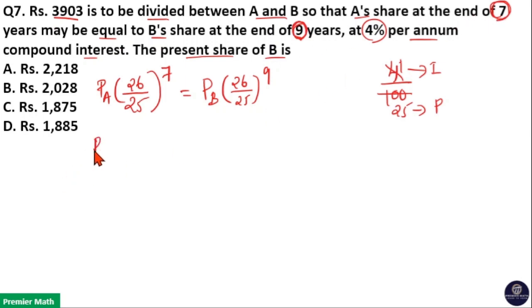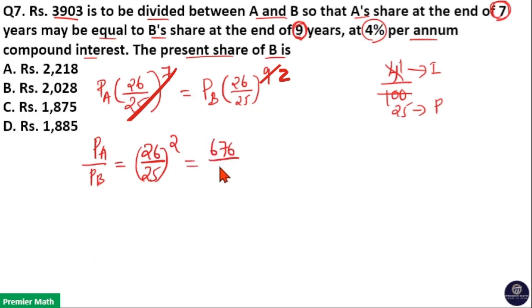So, the principal of A by the principal of B will become amount parts equal to 26, principal parts equal to 25, the whole raised to the difference between 9 minus 7, which is 2. So, this is equal to 676 divided by 625. Now, you can see in the ratio, the principal of A plus the principal of B is equal to 676 plus 625, which is equal to 1301 parts.